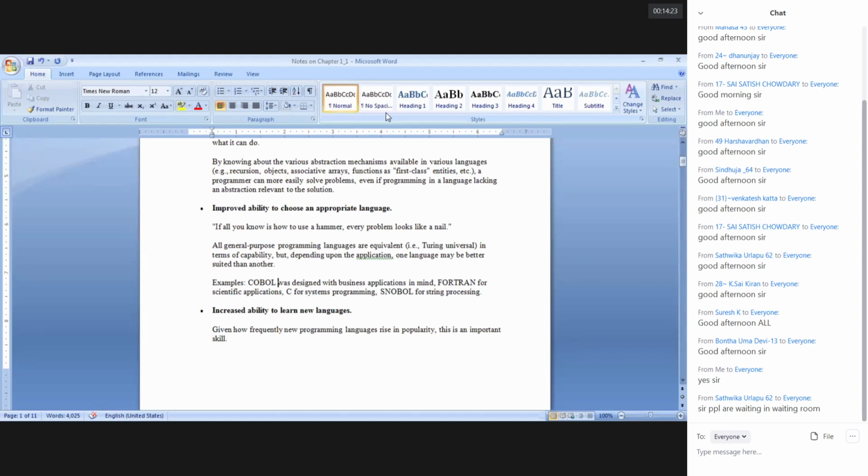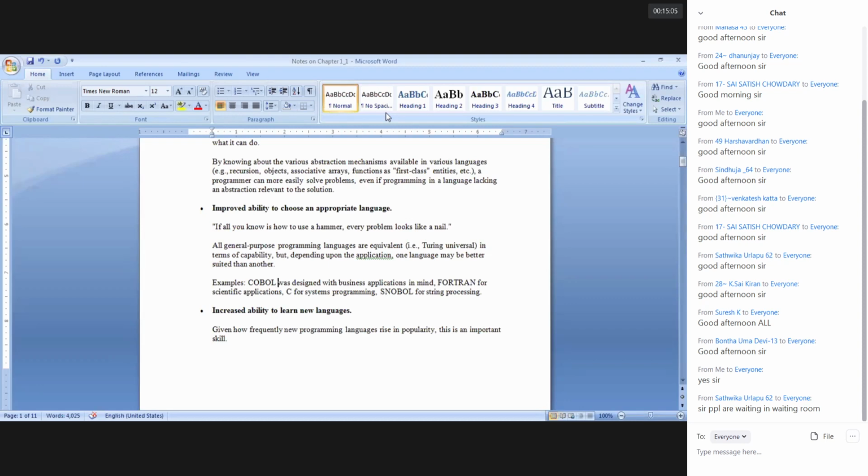COBOL was designed with business applications in mind. Fortran was designed for scientific applications. C for system programming. SNOBOL for string processing. For example, if your application is related to scientific calculations, because you know all these programming language features, you straight away start using Fortran, start developing your application in Fortran. If your application is related to business, you start using COBOL, like this.